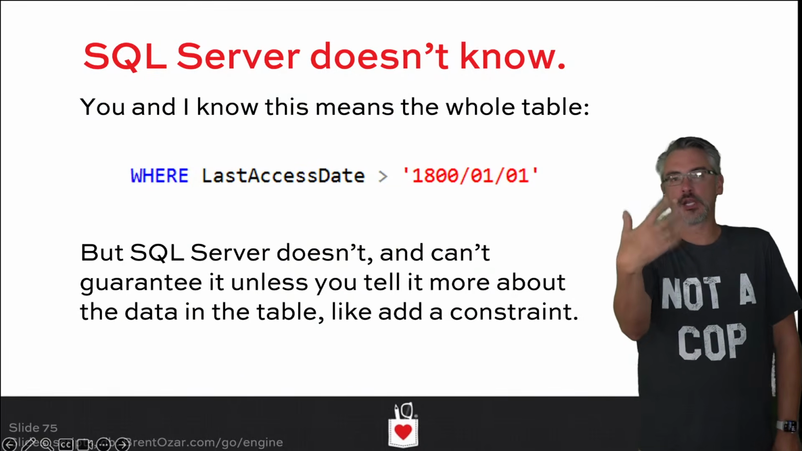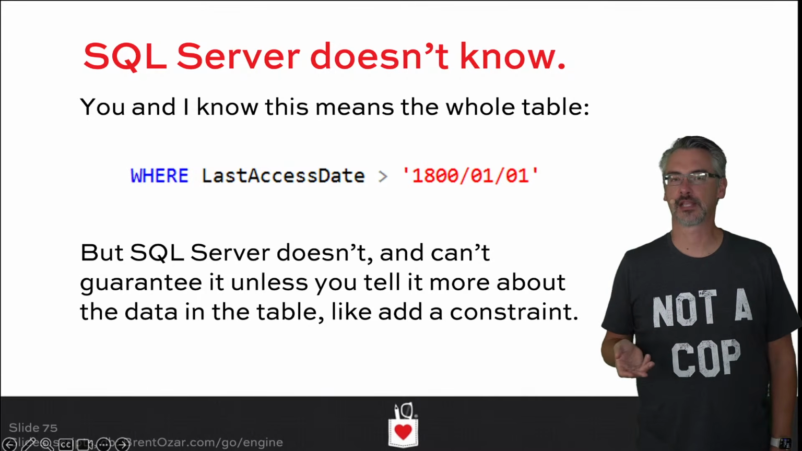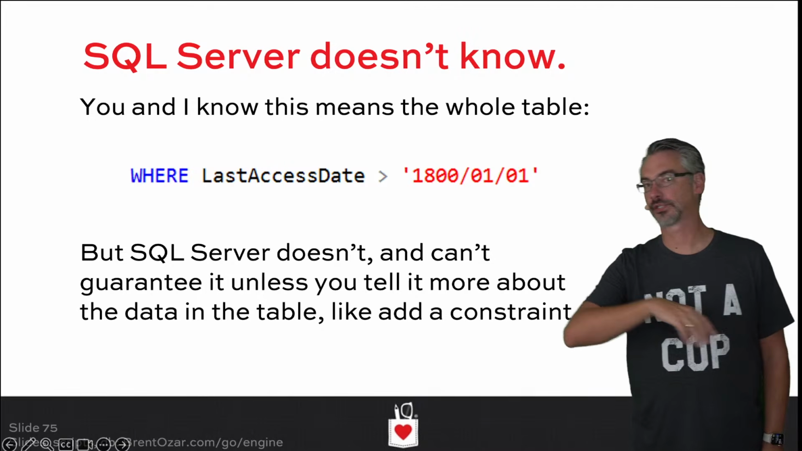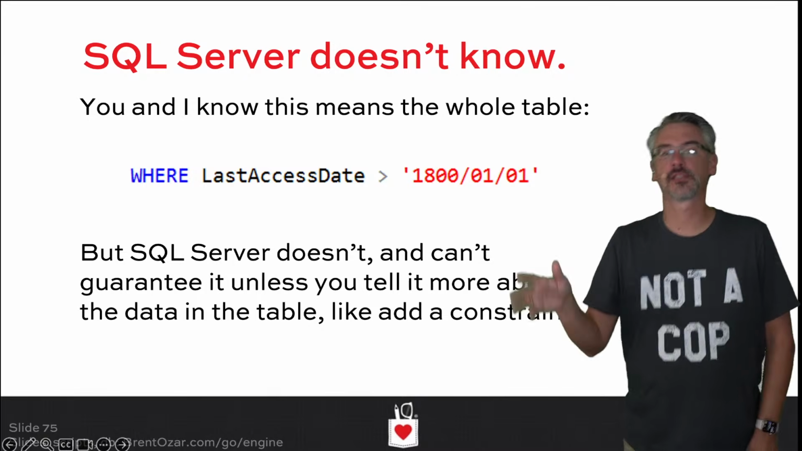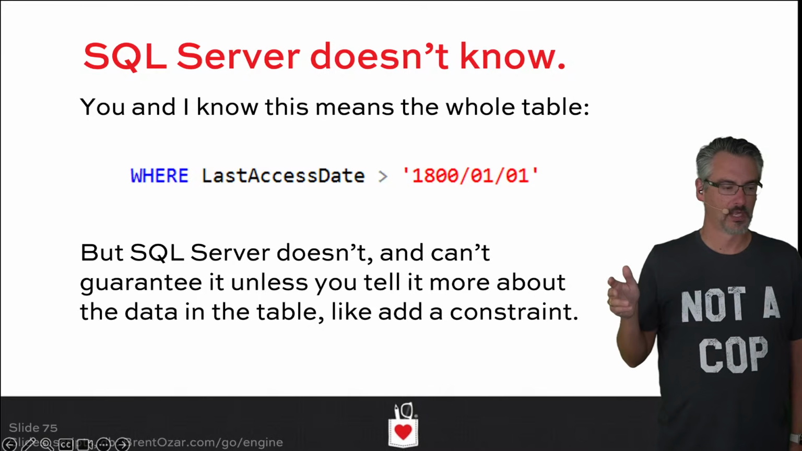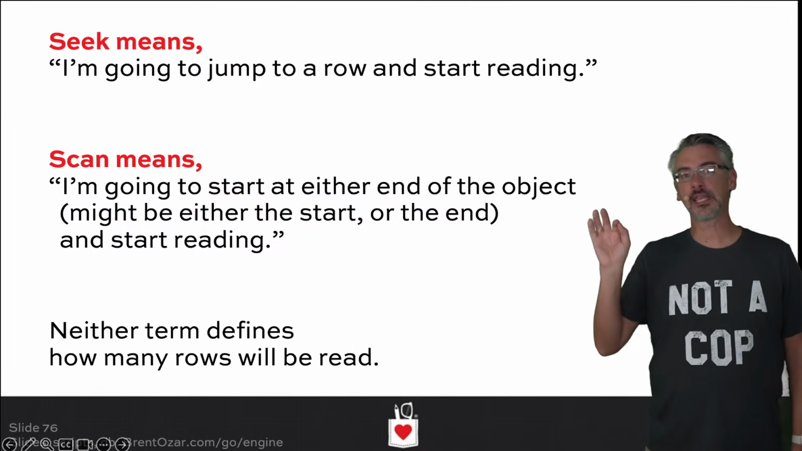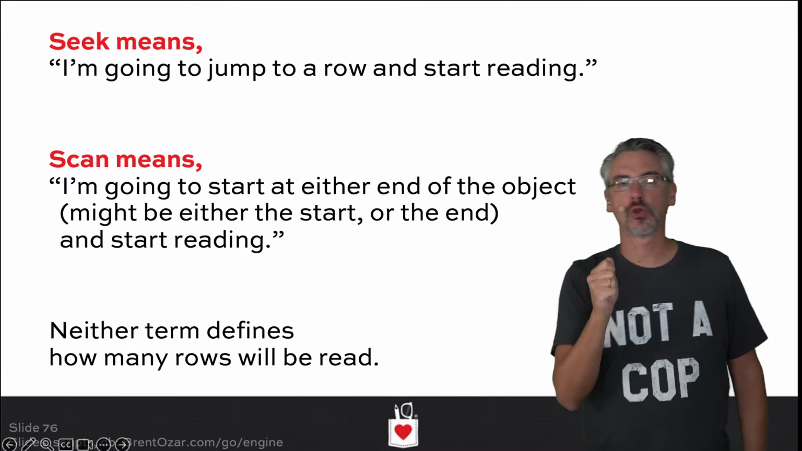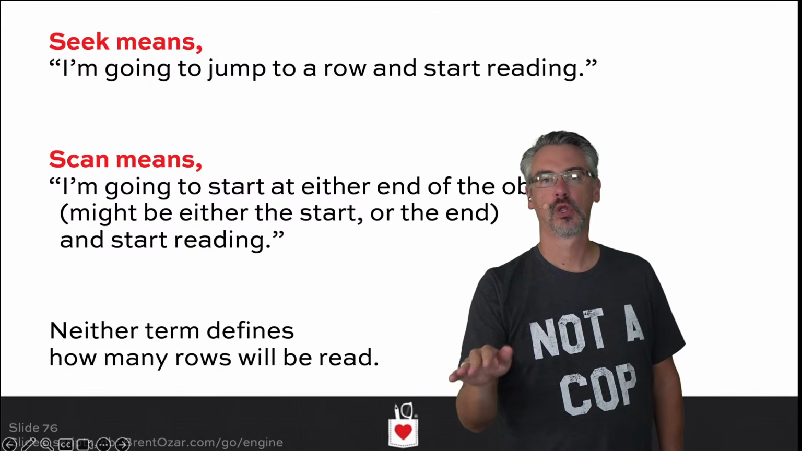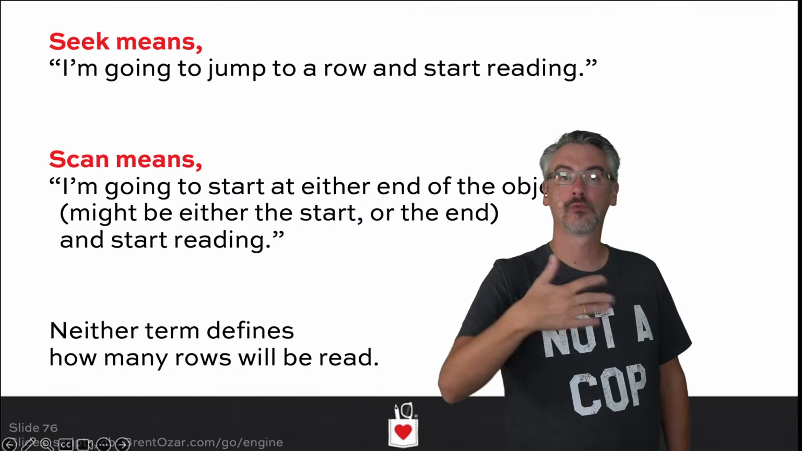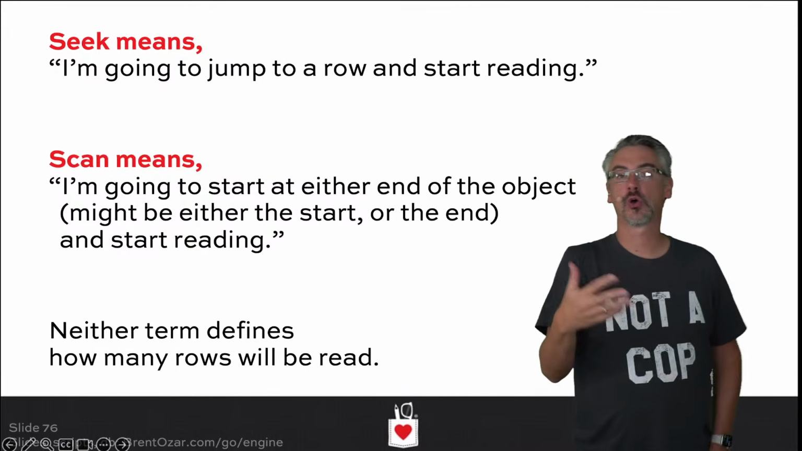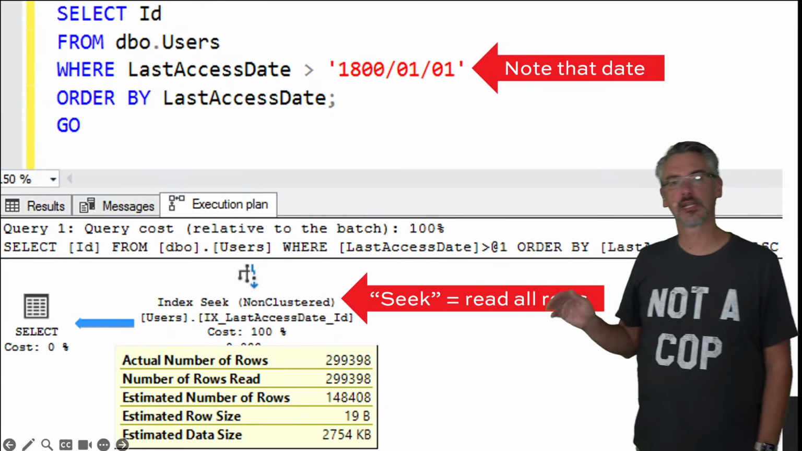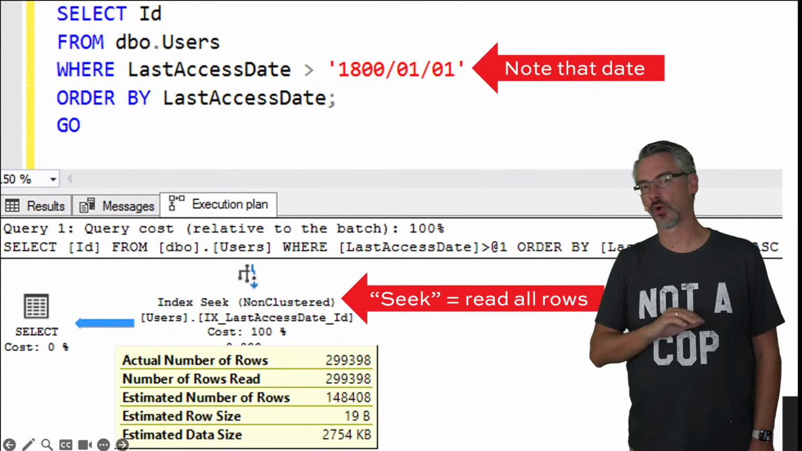Because even though you and I know that Stack Overflow wasn't around in the days of covered wagons, SQL Server can't guarantee that. Even if there are statistics, statistics are just a guess. They're not a guarantee. So SQL Server is going to seek to a particular row and then start reading. The word seek has nothing to do with how much data we read. We can read the whole table, which is exactly what I'm doing here. This is an index seek that read the whole entire table.